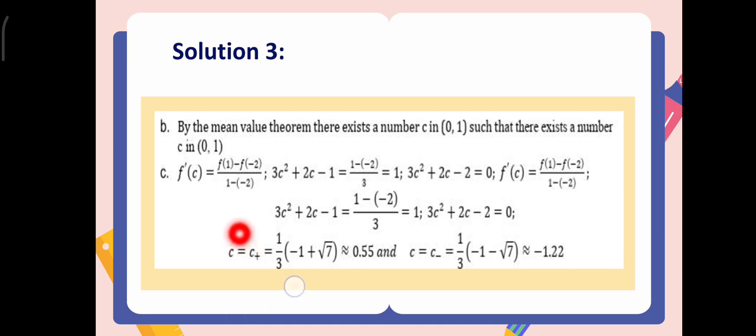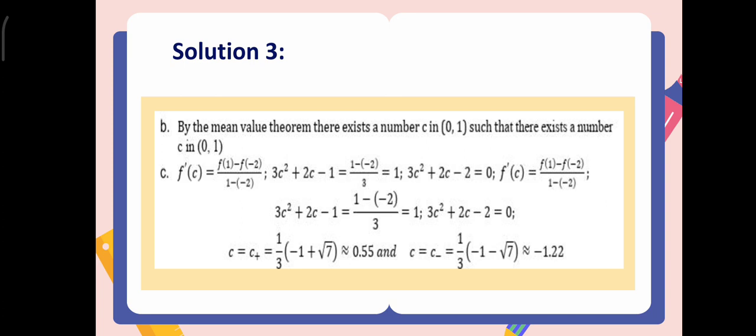Using the quadratic formula on this one, we could obtain c = (1/3)(-1 + square root of 7), which is approximately 0.55. And for the negative side, c = (1/3)(-1 - square root of 7), which is approximately equal to -1.22.